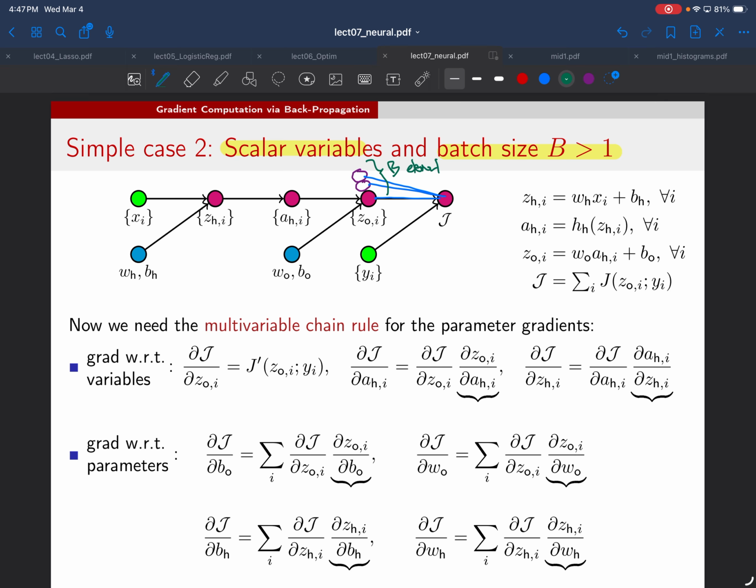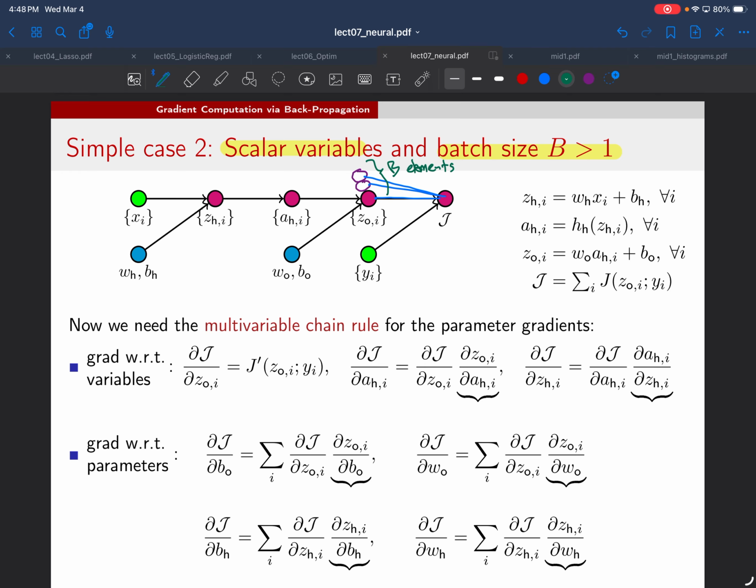B elements, sorry, I didn't write that very well. B elements in the batch. Okay. And we'll complete the diagram as we go through it.